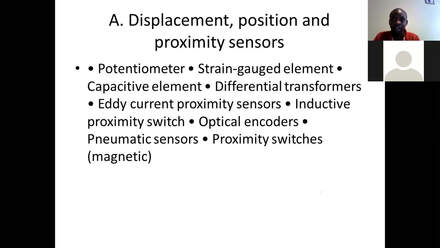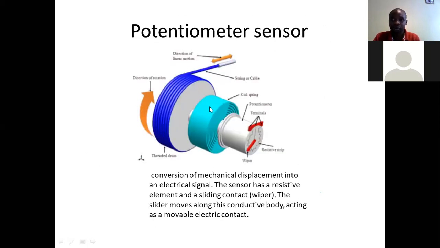So we're going to look at some of these transducers or sensors. The first category is what you're calling displacement, position, and proximity sensors. These are able to convert displacement into an electrical equivalent. Examples are the potentiometer, strain gauge element, capacitive elements, differential transformers, and all these others which we have mentioned here. So we have an example here of a potentiometer sensor. This one here is able to change displacement.